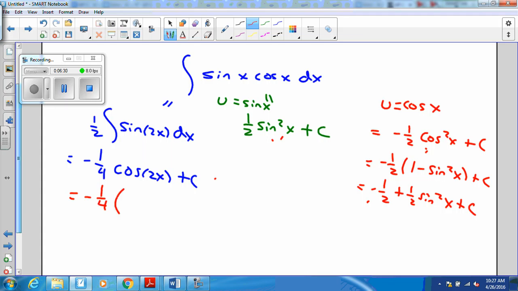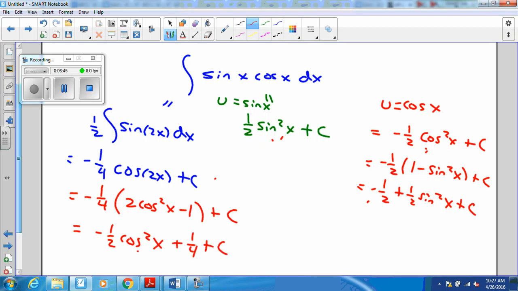And if I take this guy right here and rewrite it with any one of my double angle identities, such as 2 cosine squared x minus 1, then I can see that this function and this function are the same function within a constant. So my 3 different ways of integrating gave me 3 different versions of the same constant, plus c.